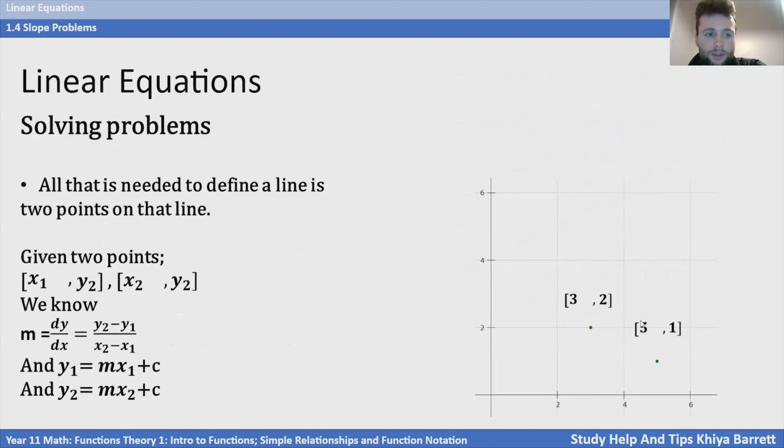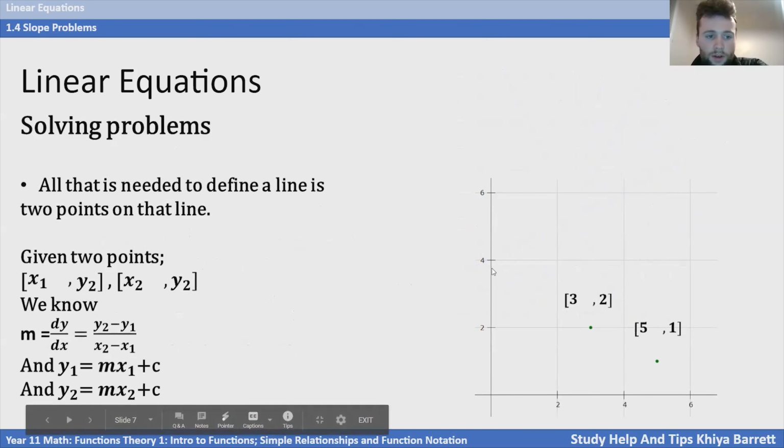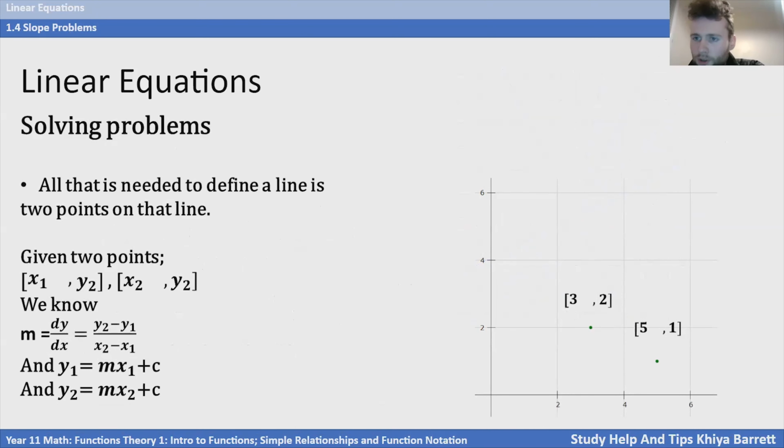Okay, so we're going to try and solve a problem here. So the problem states that we have these 2 points, (3, -2) and (5, -1). And we want to define a line that crosses both these points. And you only ever need 2 points to define a line. You'll need more points if it's a curve. You need 3 points for a quadratic, for example. We'll get into them later.